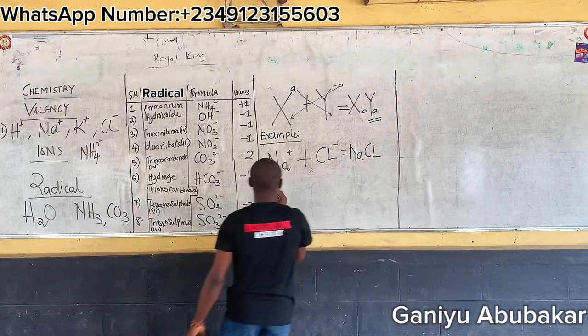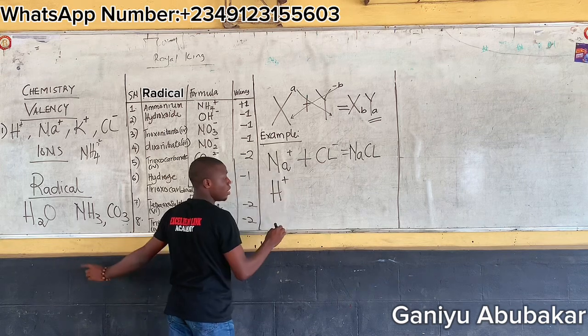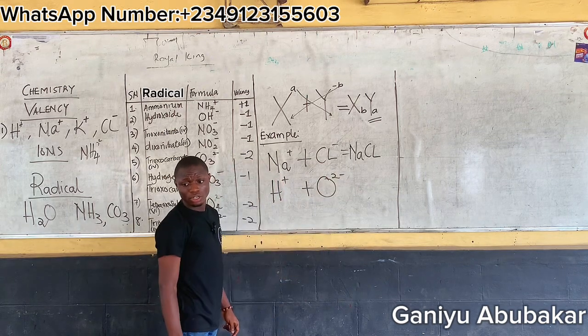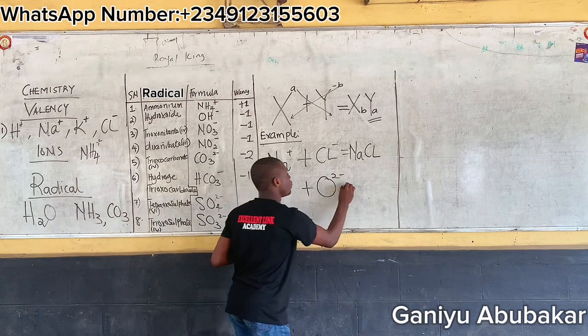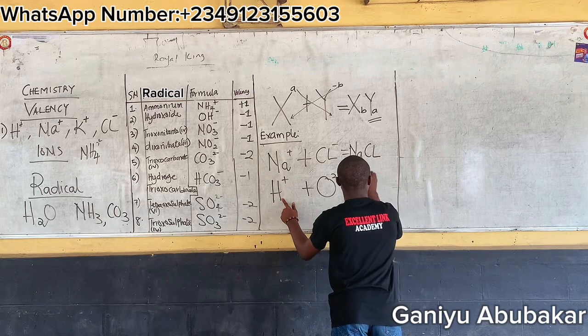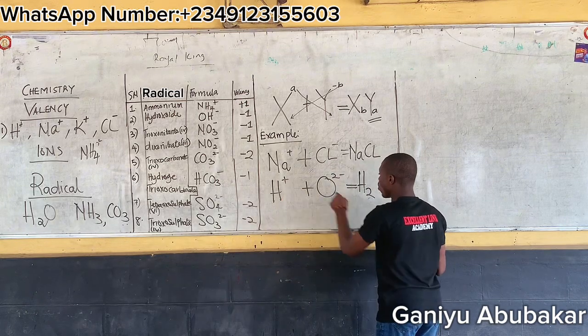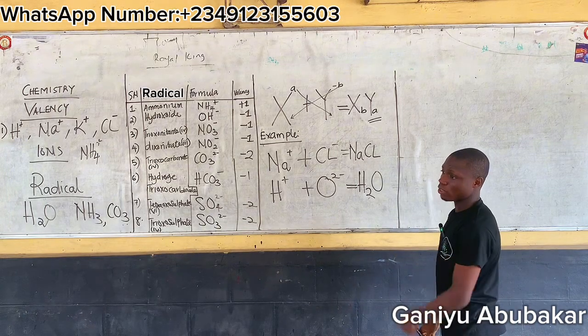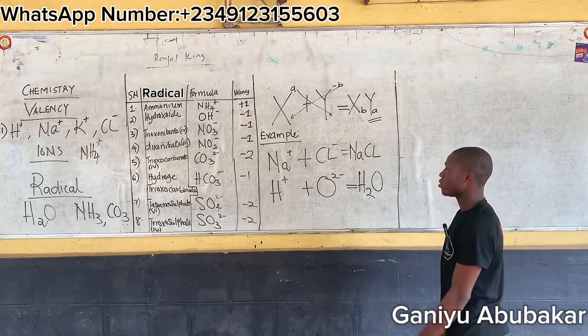Let's say I have hydrogen, H plus, plus oxygen, which is 2 minus. Let's see what this will form for us. The 2 comes here, that becomes H2, and the 1 comes here, O. That is water. This is how it works.